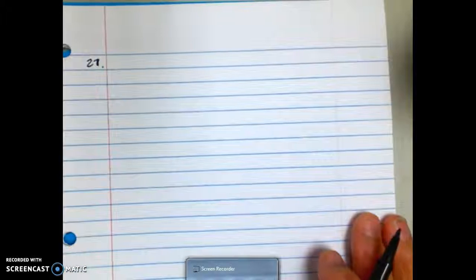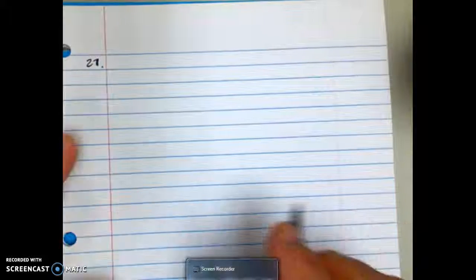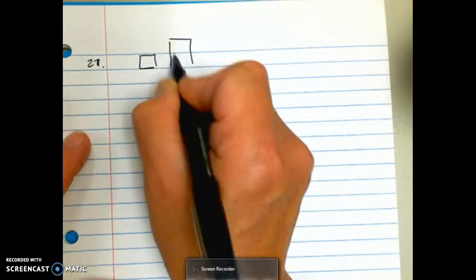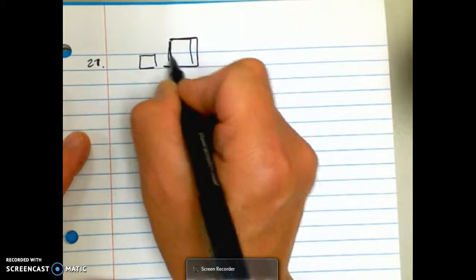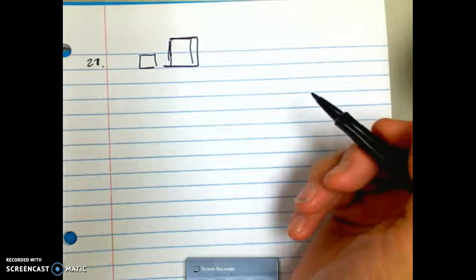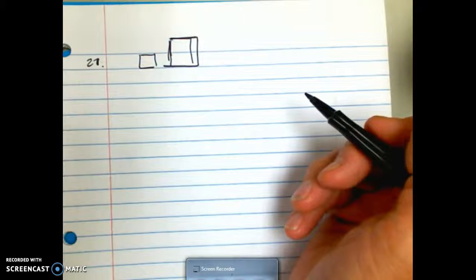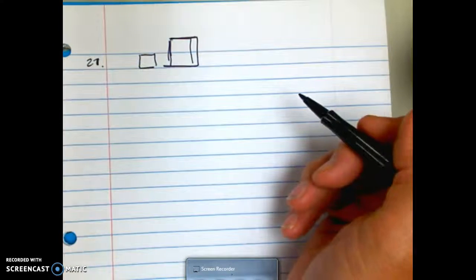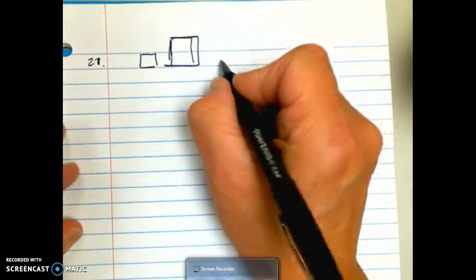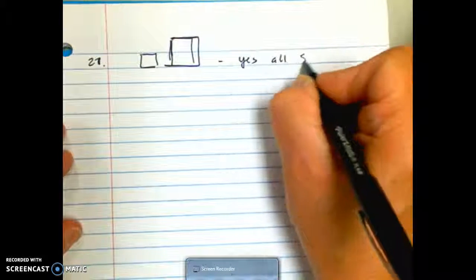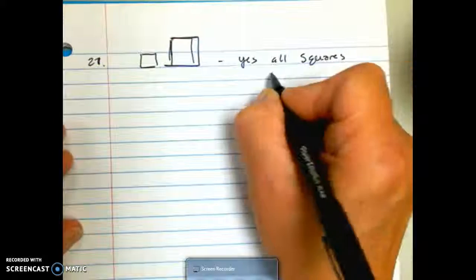Number 21, are all squares similar and all rectangles similar? Well, can they all be similar? No matter how big or small we make them, as long as they're similar, they have to have equal sides and 4 equal angles. And so are all squares similar? Doesn't matter how big you make them, but yes, all squares are similar.